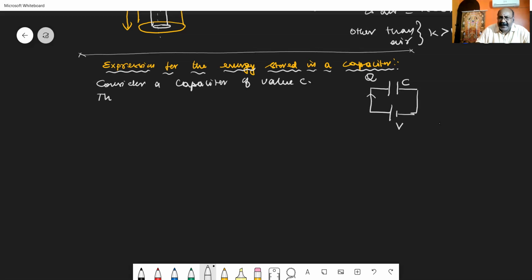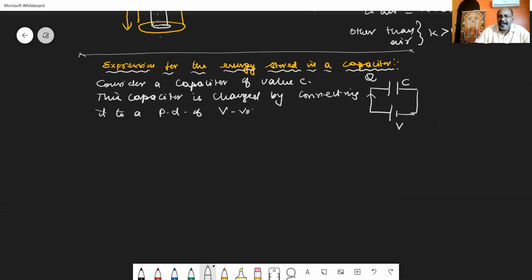Now this capacitor is charged by connecting it to a potential difference of V volts. This potential difference of V volts is supplied by a DC source. Let us consider a DC source, that is, a battery, and with the help of the battery we are supplying the electrical charge so that the capacitor can get charged.